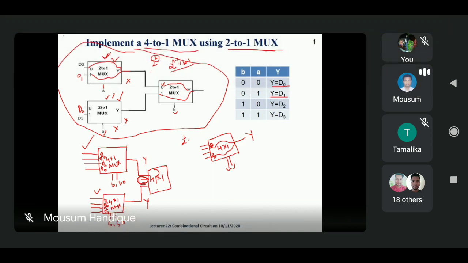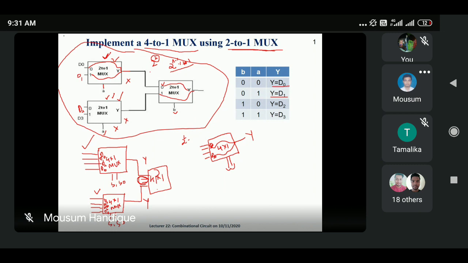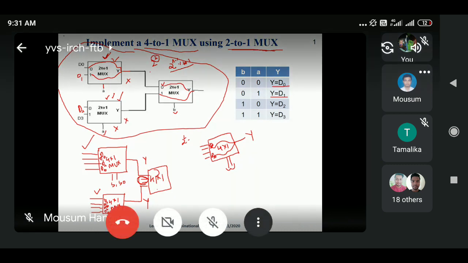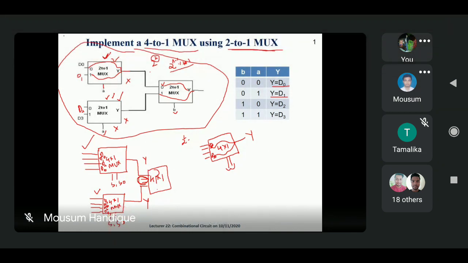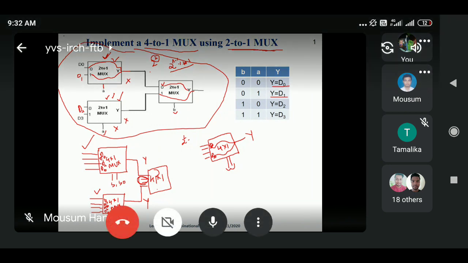How we can construct this one? So that means my question is correct or wrong? So 8 into 1 MUX using 4 into 1 MUX, is it possible or not? Not there. Say something?